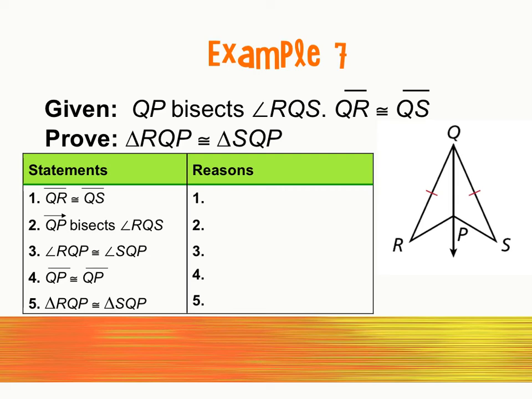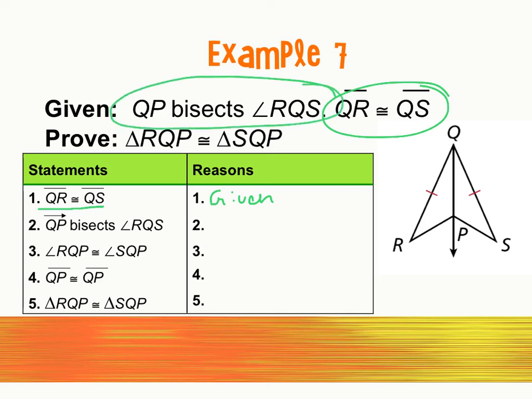Now we have our last example. So it's given that QP bisects angle RQS and that segment QR is congruent to segment QS. And we need to prove that these two triangles are congruent. So statement number 1, QR is congruent to QS. We already saw that here in the given, so we know our reason for this is given. QP bisects angle RQS. We know we already saw that in the given too, so our reason for number 2 is also given.